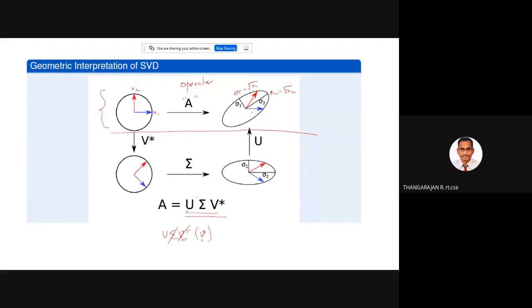Here, U is the eigenvectors of A A transpose, and V is the eigenvectors of A transpose A, and sigma is the singular matrix. So this is the geometric interpretation of singular value decomposition.